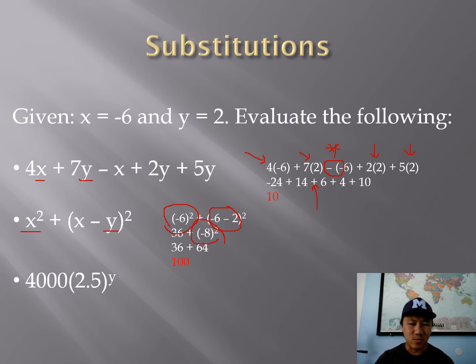Notice this also has an exponent, but then the variable is in the exponent spot, which is not too bad. Substitute a 2 in for that y. You have to remember order of operations. Exponent comes first, so you have to do this first. 2.5 squared first, and that's 6.25. And then you multiply the 4,000 last. The answer is 25,000. Okay, it's just substituting numbers into letters. Not too bad.